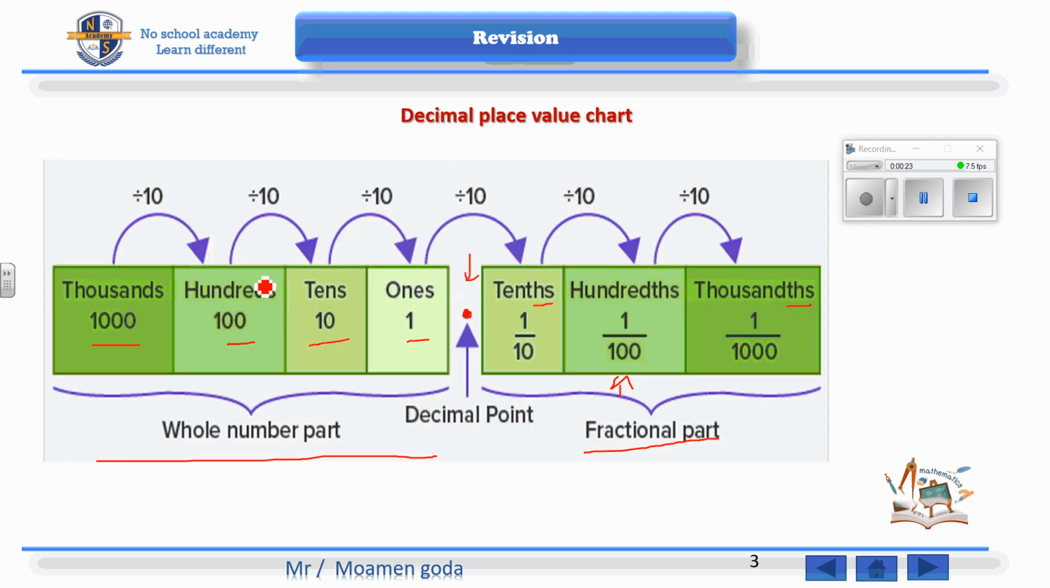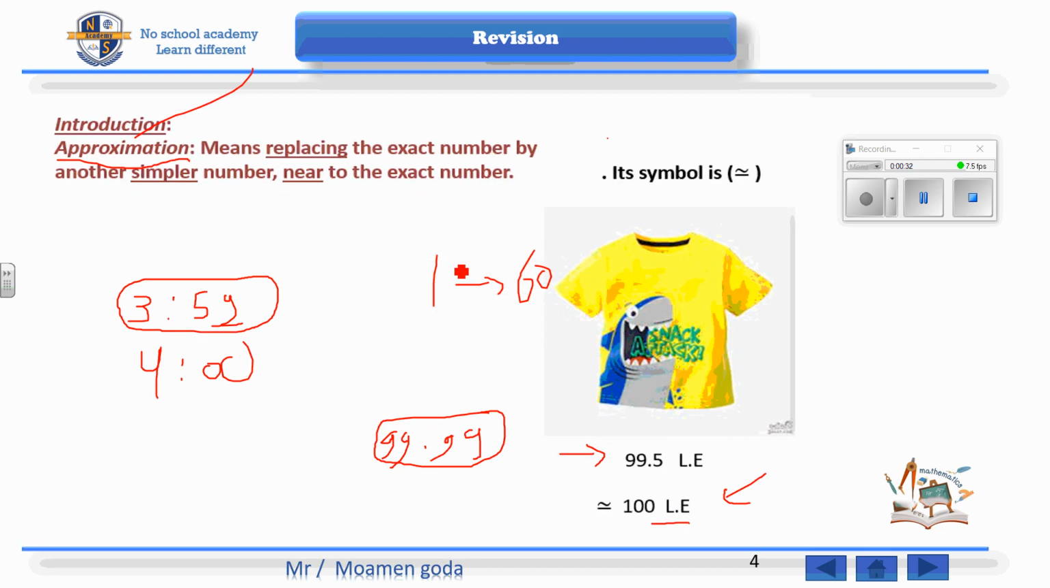After that, I remind you of the decimal place value chart, and you know that this is called the decimal point, and the left part is called the whole part, and the right part is called the decimal part or fractional part. Okay. After that, we learn how to use approximation in our life, and we take two examples about time and the price of a t-shirt.